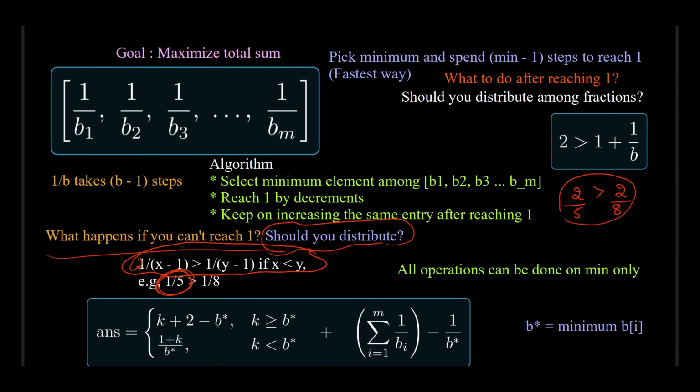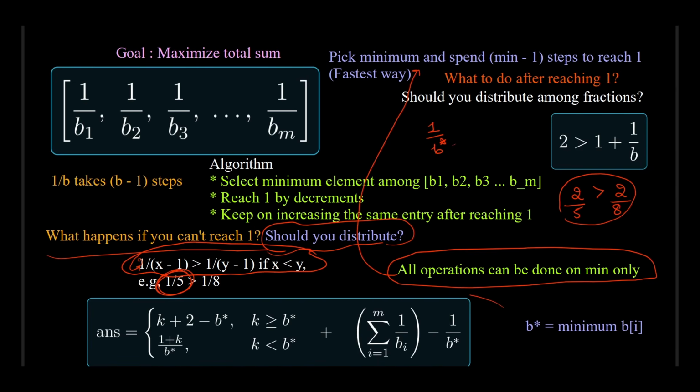So now we have our conclusion that no matter how many entries or which entries are present in the array, we have to do all the operations on the minimum valued bi only. And what is the strategy? You pick the minimum valued bi and you start with the fraction 1/b star, where b star denotes the minimum valued bi. Then you spend b minus 1 operations to reach 1, and then you stick with that fraction, and then you keep on increasing it. So this is the final version of the formula.